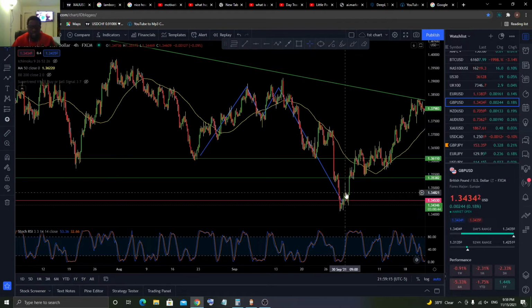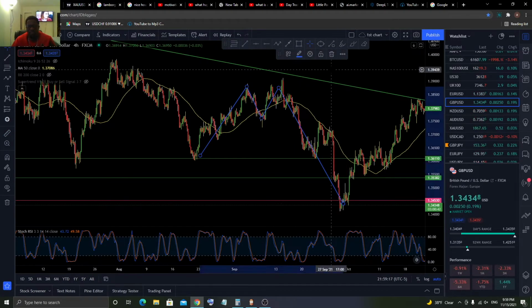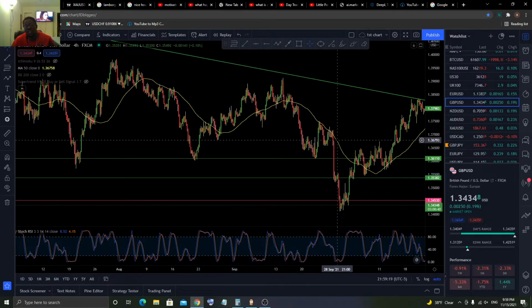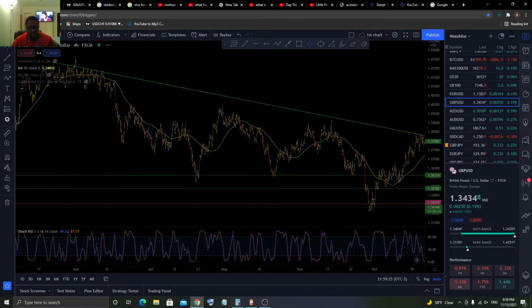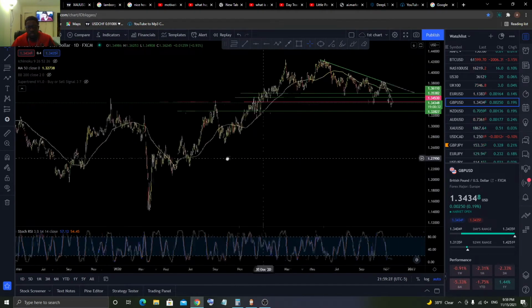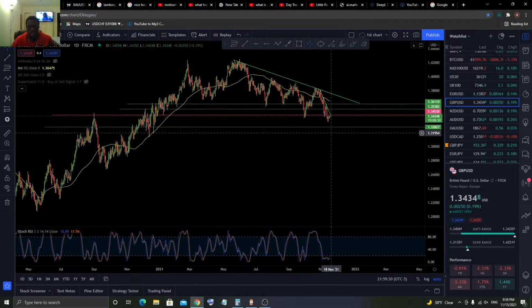380 pips. Some people can make millions of dollars with 380 pips. It will depend on your lot size. So that's it, guys. I think price will go farther than this resistance, but for now, this is the target.